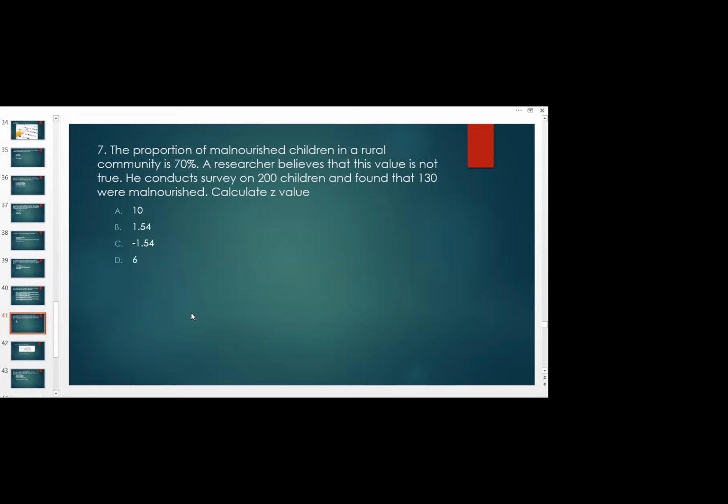The proportion of malnourished children in a rural community is 70%. A researcher believes the value is not true. He conducts a survey of 200 children and found that 130 were malnourished. Calculate the Z value.